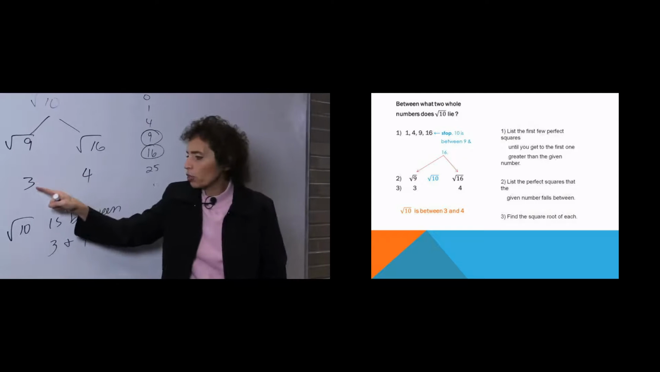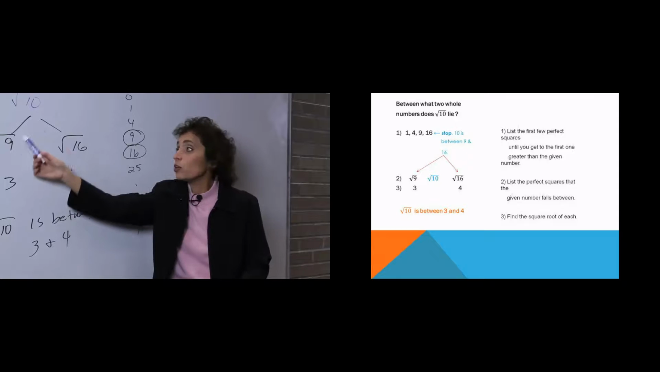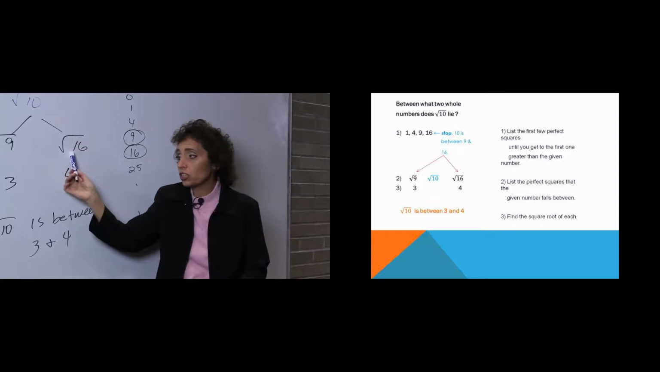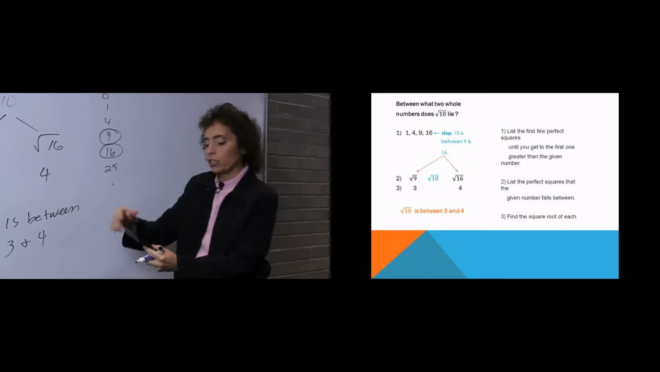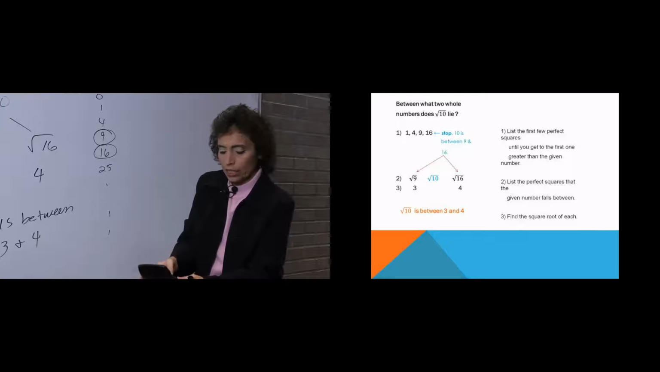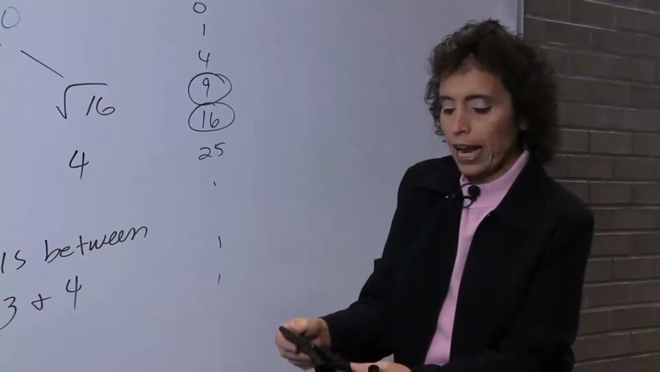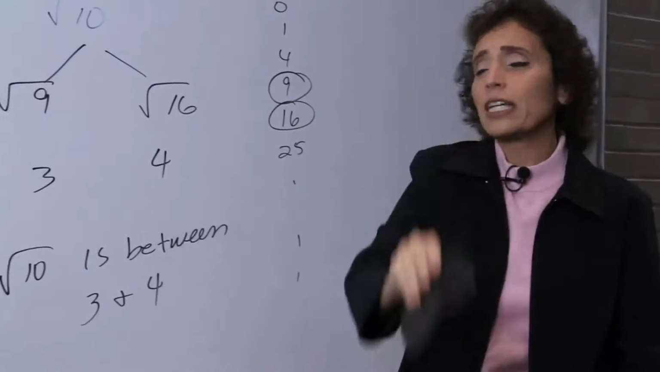Think about this. Do you think it'll be closer to 3 or closer to 4? Well, look, 3 squared is 9, which is very close to 10, a lot closer than 16. I believe it would be very close to 3. I'm going to just take a look here. I think it's 3.1 something, but I'm not sure. So I'm going to hit 10 and the square root button, and it's 3.1622776.